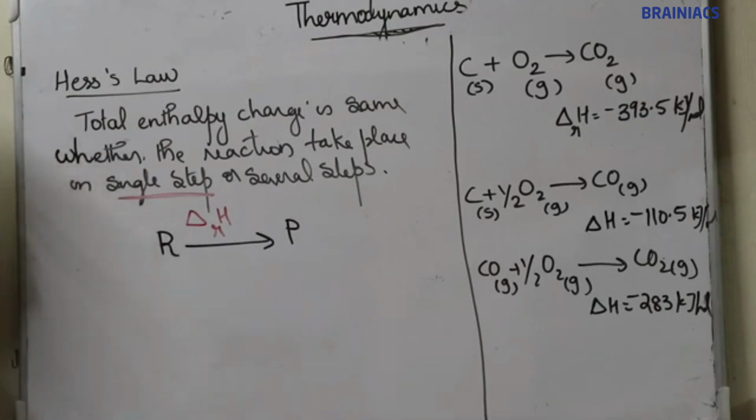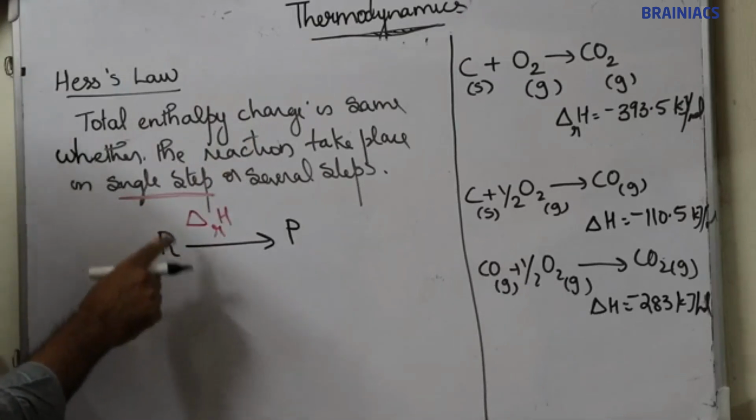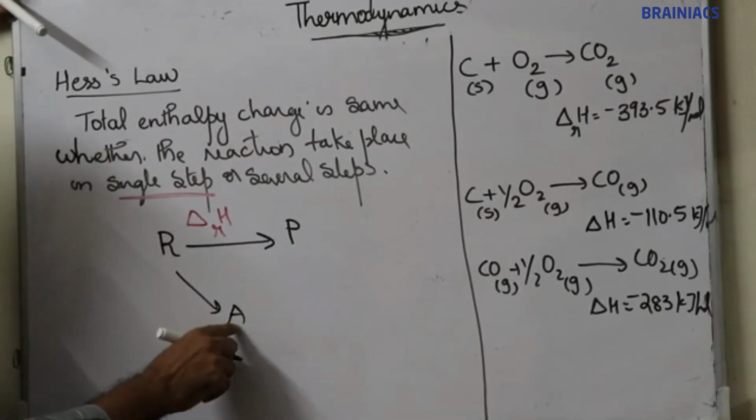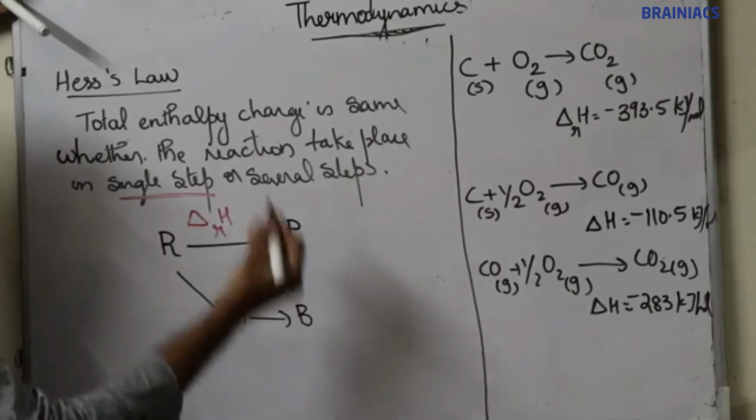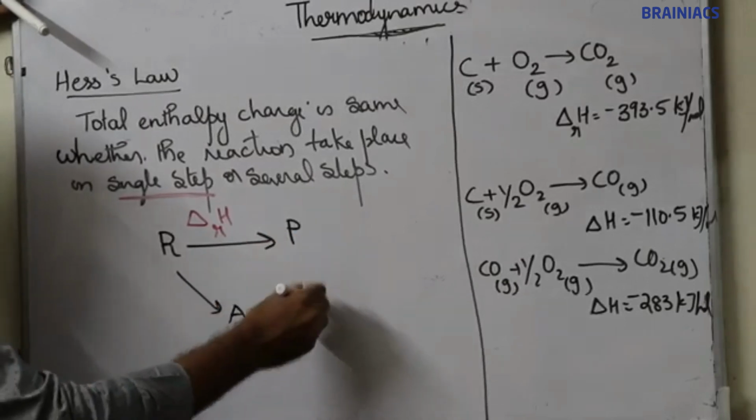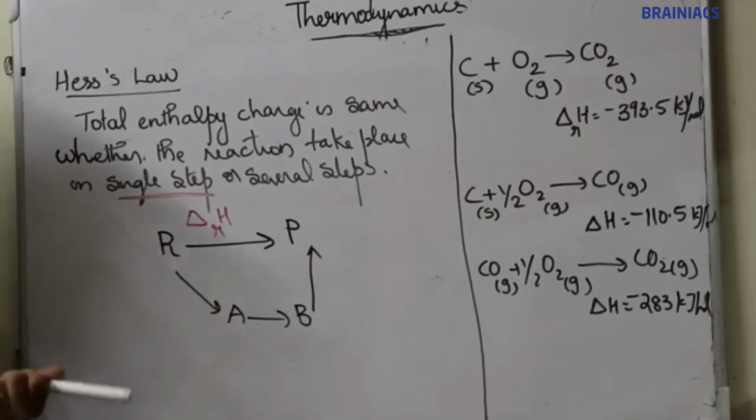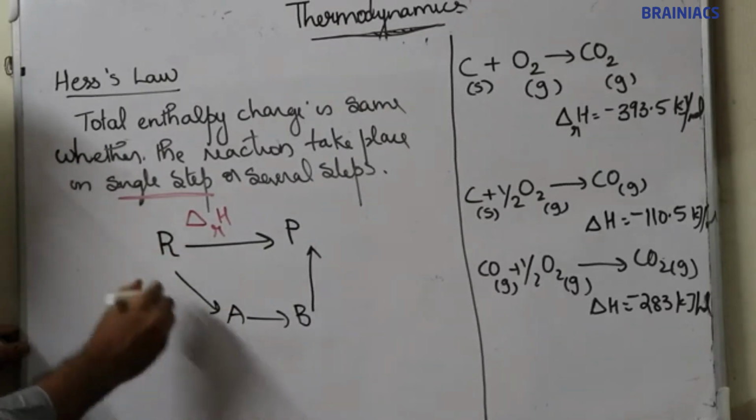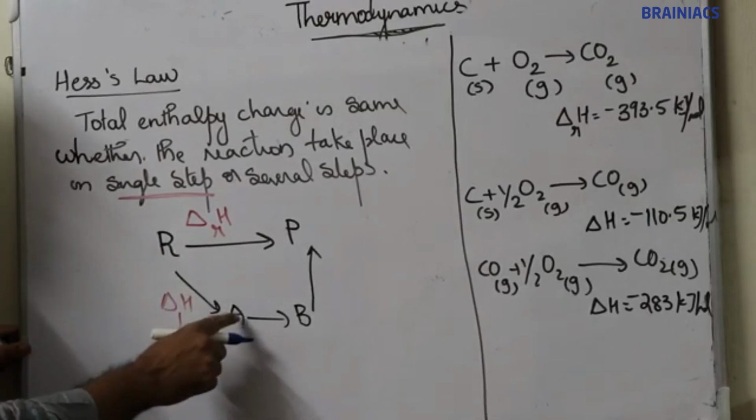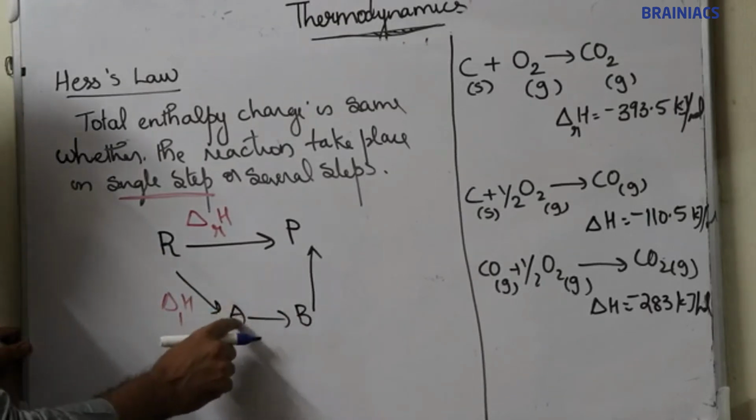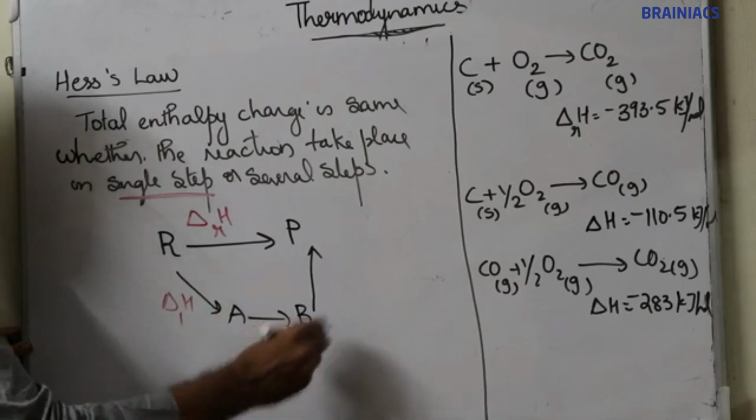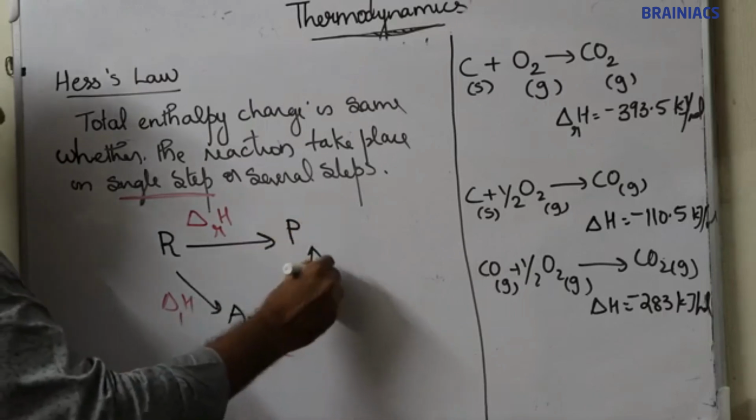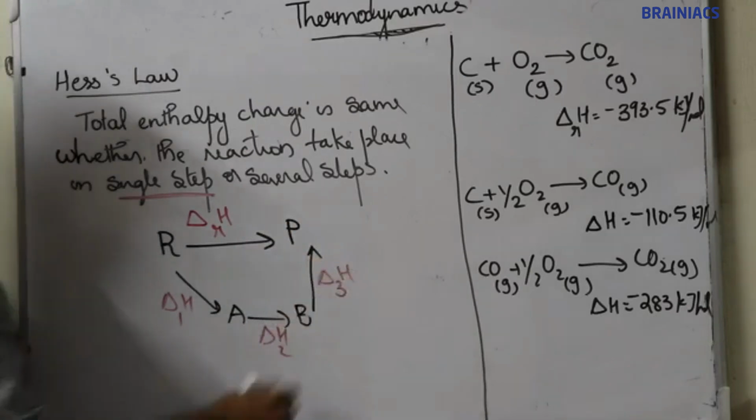Now, consider another reaction where reactant R is first converted to an intermediate A. This intermediate A is then converted to intermediate B. Then this intermediate B is converted to product P. Let the enthalpy change for the conversion of R to intermediate A be delta H1. Let the second conversion, intermediate A to intermediate B, be delta H2. Let the third step, intermediate B to product, have enthalpy change delta H3.